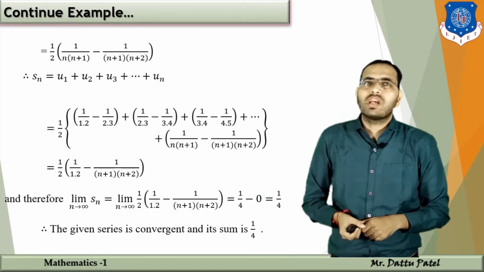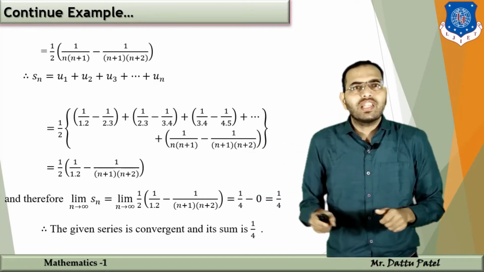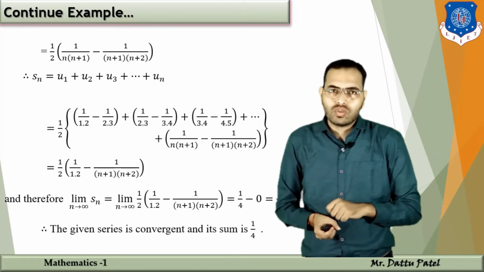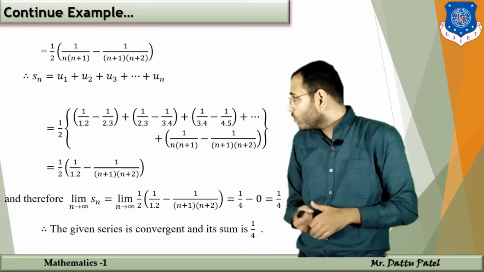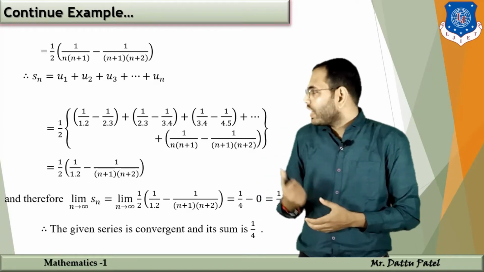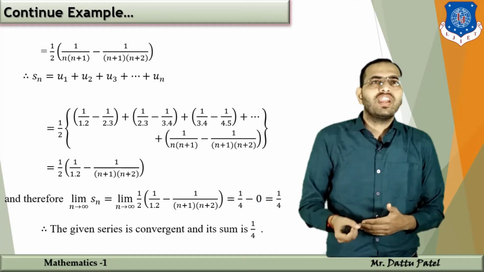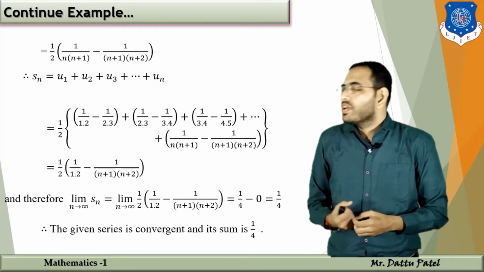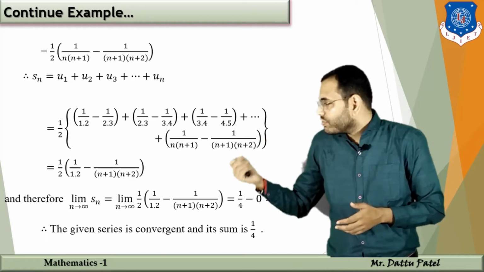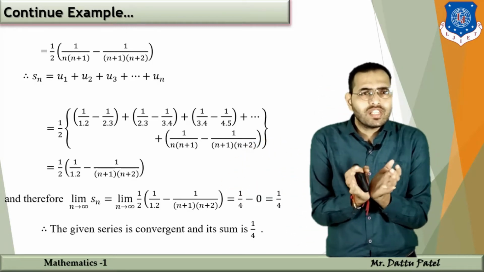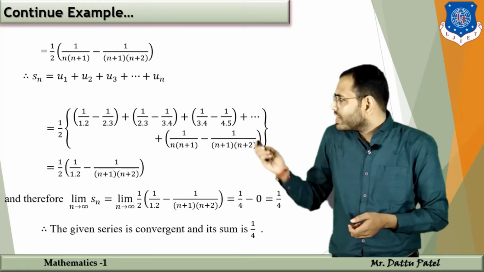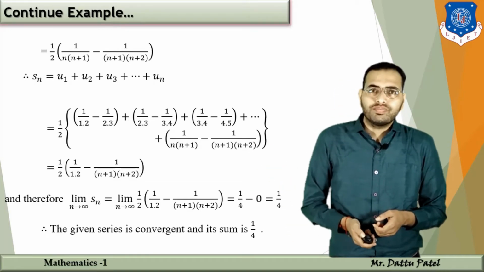Then our Sn becomes 1 half inside the bracket 1 upon 1 into 2 minus 1 upon n plus 1 into n plus 2. Now we have to check whether the given series is convergent or not. Applying the limit n tends to infinite to the Sn, we get 1 by 4, which means it is a finite answer. If our answer is finite, then we can say that the given series is convergent and its sum is 1 by 4.